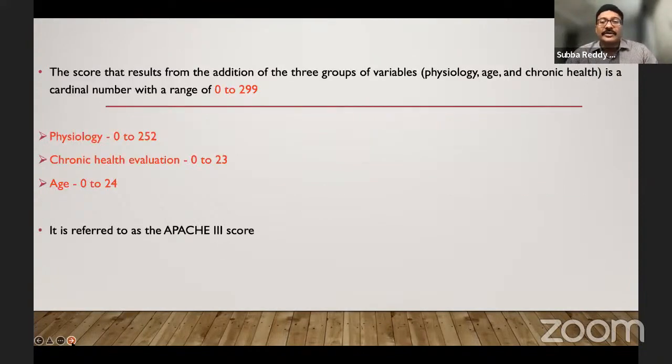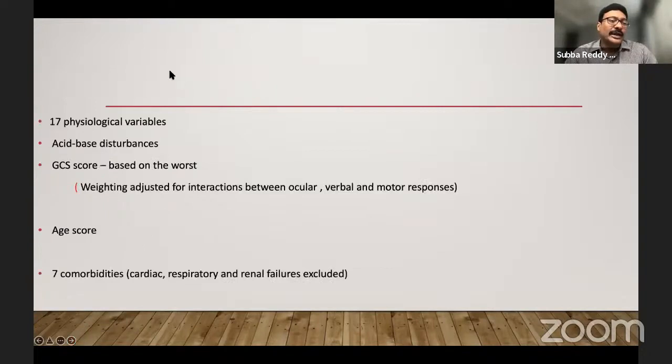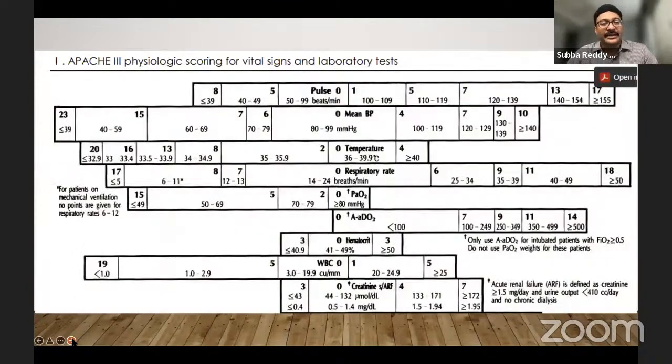The maximum score they have given is around 299. For the physiology, you get around 0 to 252 points, chronic health 0 to 23, and for age 0 to 24, and it is referred to as the Apache 3 scoring system. There are only 17 physiological variables. They have taken acid-base disturbances. They have taken GCS based on the worst, so you have to take the worst GCS score, and then incorporate age, and 7 comorbidities into the Apache 3 scoring system.